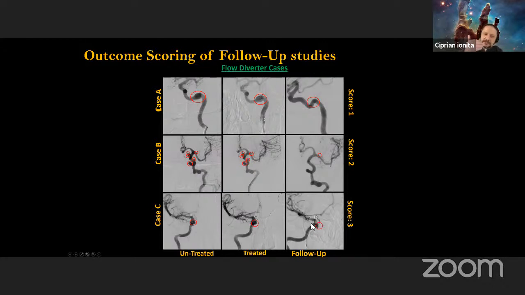So the question is, can we tell the surgeon at the time of treatment what the likelihood of occlusion is, so the surgeon can adjust the treatment, or at least put that patient on observation, because something like this, you might end up with it rupturing.